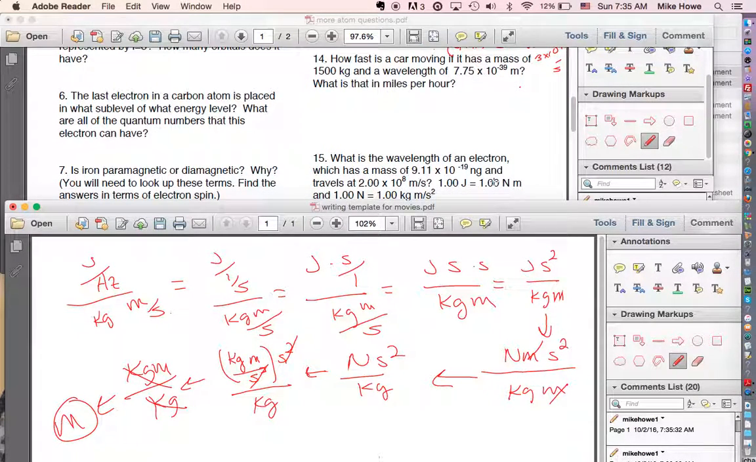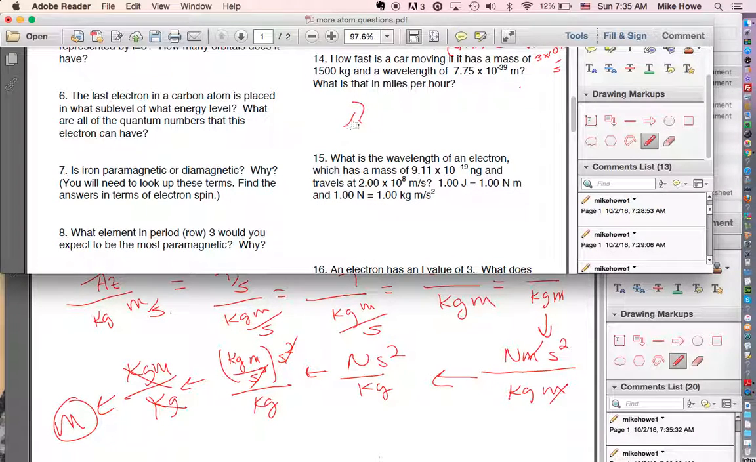All right, now this next question: if it has a mass of 1,500 kilograms and a wavelength of 7.75 times 10 to the negative 39th meters, what is the speed? So how fast is it moving? So I'd use the same equation. Lambda is equal to h over mv.